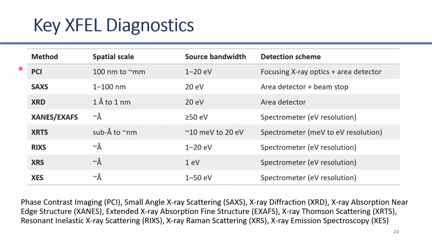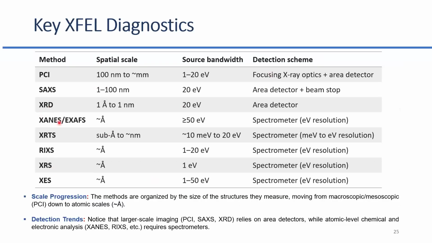Basically, these are the probing methods given in this review: phase contrast imaging, small angle X-ray scattering, then X-ray diffraction, then X-ray absorption near edge structure, then extended X-ray absorption fine structure, X-ray Thomson scattering, then resonant inelastic X-ray scattering, X-ray Raman scattering, X-ray emission spectroscopy. As we come down the scale, we can probe smaller atoms, and basically these are the key.